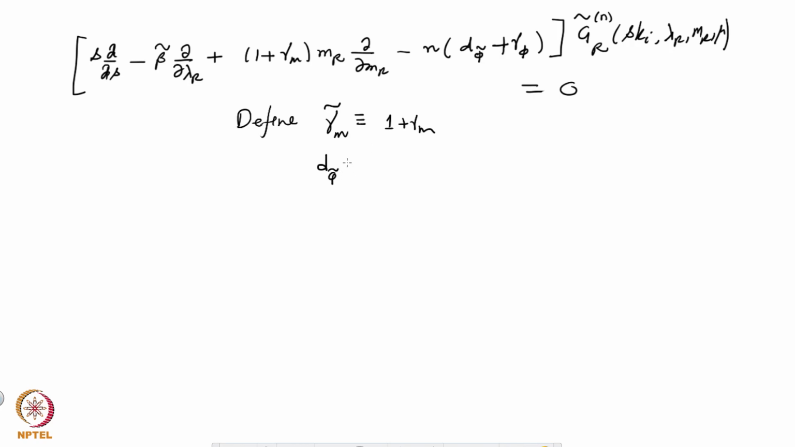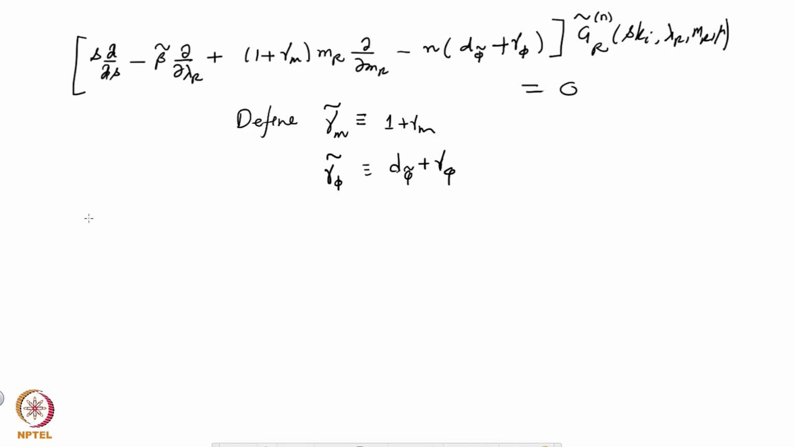And we are in 4 minus 2 epsilon dimensions. So this d phi tilde plus gamma phi, this is what we define as gamma tilde phi. So this is the anomalous dimension, and gamma tilde phi is the anomalous dimension plus the canonical dimension, the canonical dimension that you get by just counting the mass dimension of phi tilde. So these are the definitions.